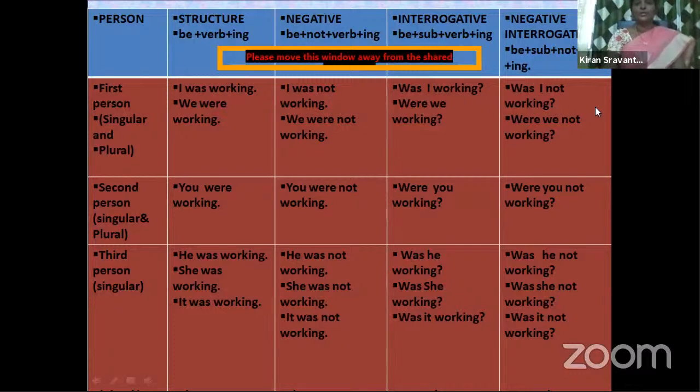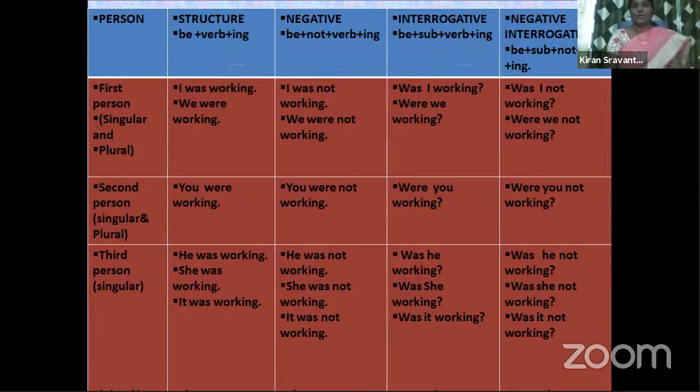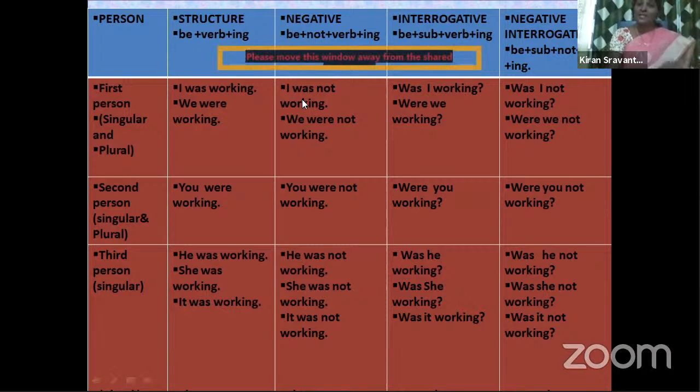So coming to negative sentences: I was not working, we were not working, you were not working. And third person, he was not working, she was not working, it was not working. And coming to the interrogative sentence, was I working? So here only the be forms are changing between present continuous and past continuous tense, and the times that we have to remember. Coming to the interrogative: was I working? Were we working? Were you working? Then third person singular, was he working? Was she working? Was it working?